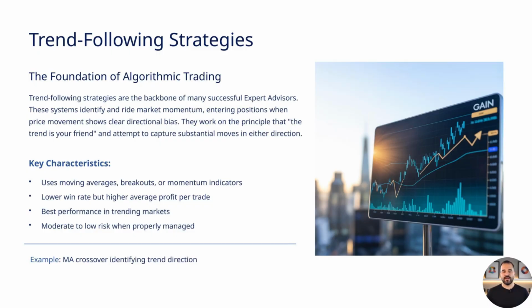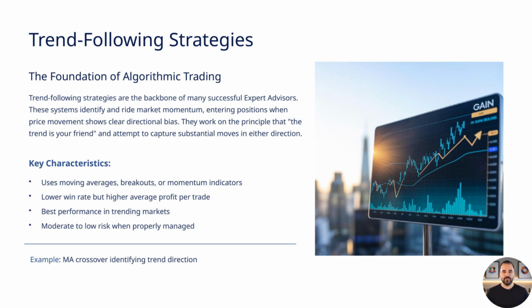Trend-following strategies are the backbone of algorithmic trading. They operate on the simple principle that once price begins moving strongly in one direction, it's more likely to continue than to reverse. The old saying, "the trend is your friend," exists for a reason. In practice, these strategies rely on tools like moving averages, breakouts, or momentum indicators.